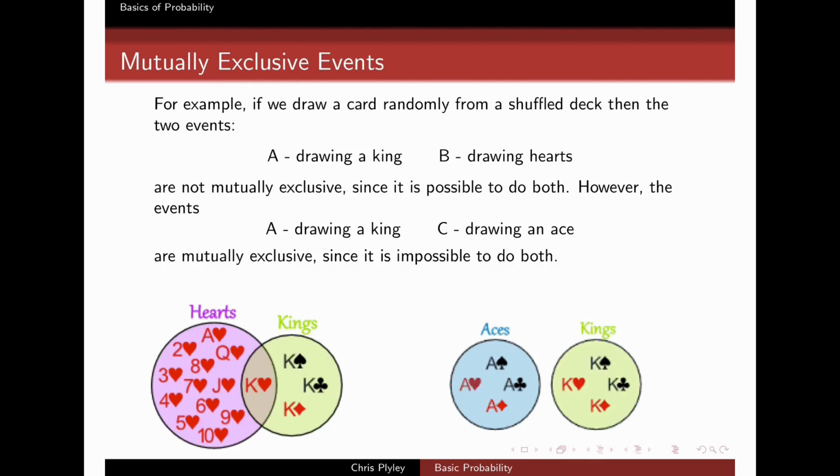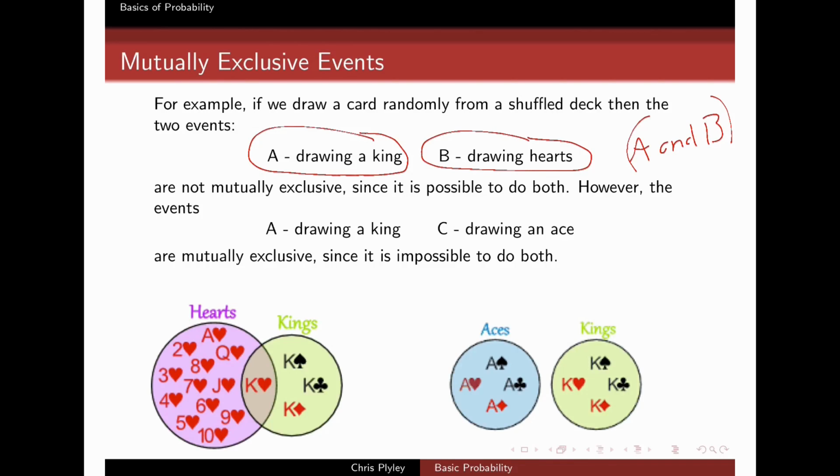As an easy example, we can think about the experiment where I just pull one card from a randomly shuffled deck, and let's let A be the event that I pull a king when I pull this card out, and let's let B be the event that I pull a heart. So are these mutually exclusive events? Well, all you need to ask yourself is, is it possible for me to both pull a heart and pull a king? What's the probability of A and B occurring? And is it equal to 0?